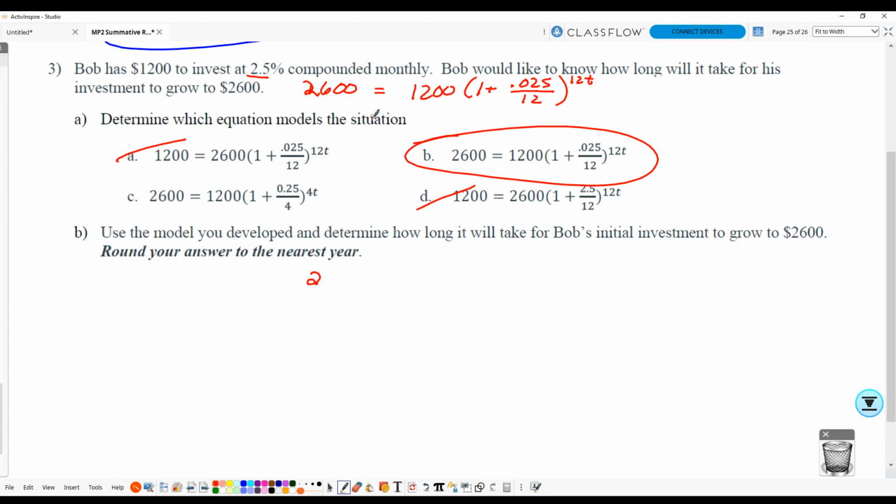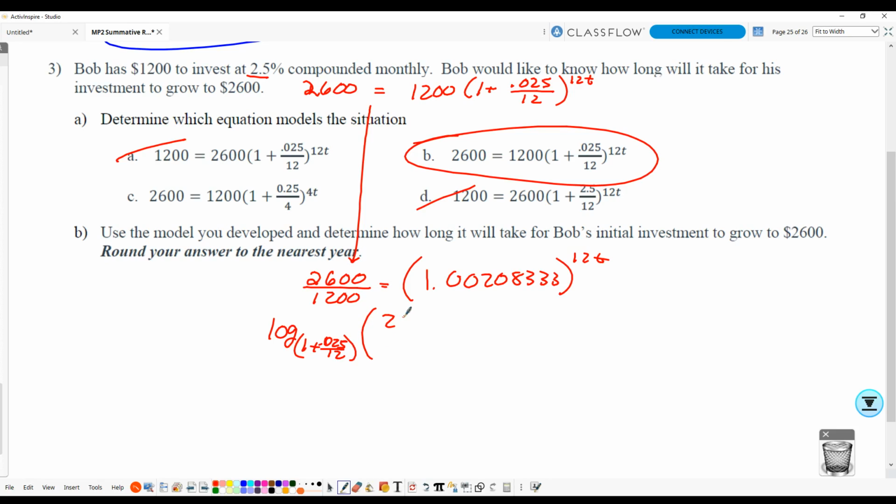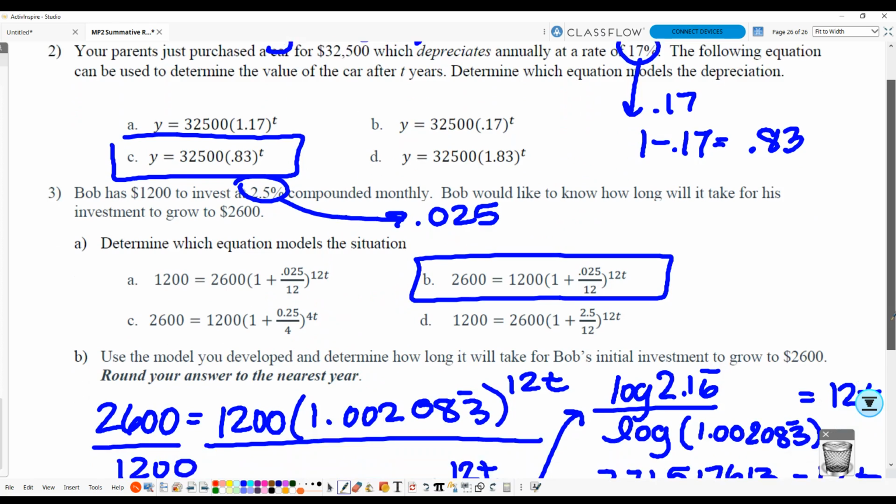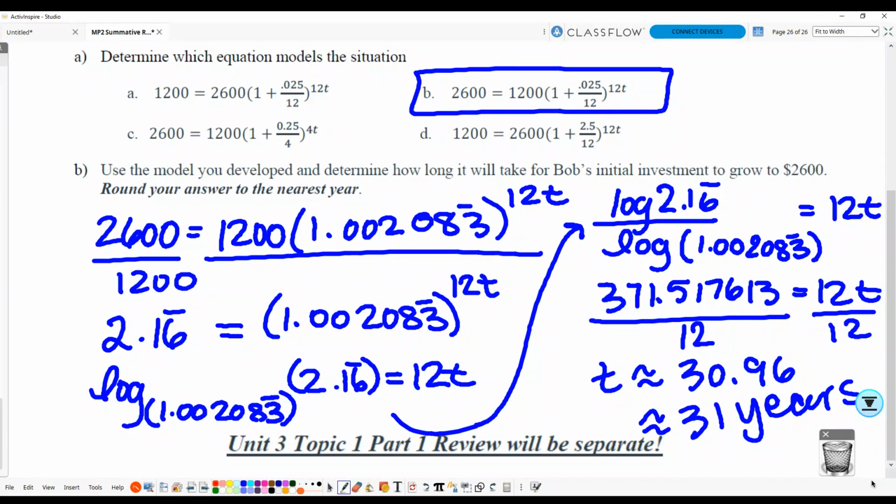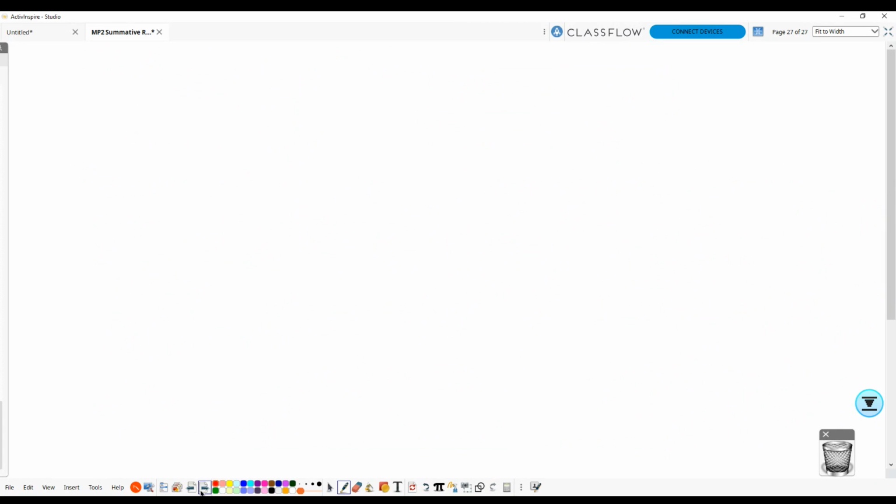We'll take the equation that we have up here and peel the numbers off one at a time. Log base 1.025 of 26 over 12 equals 12t. Change of base, and then divide everybody by 12, and we get our time. Which is about 31 years. And that's it.